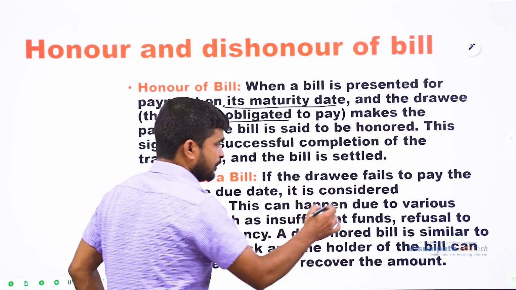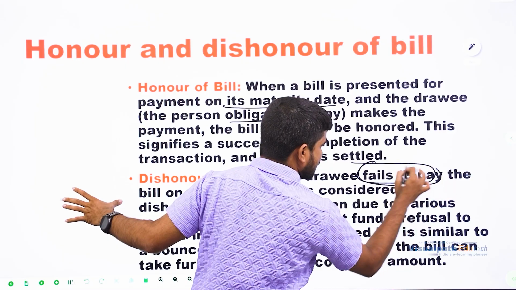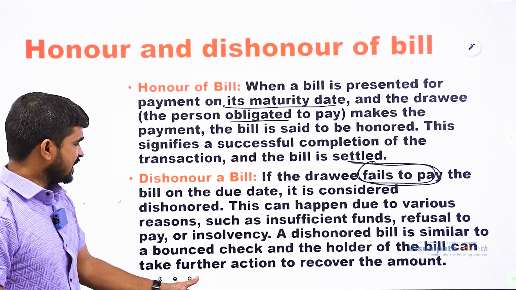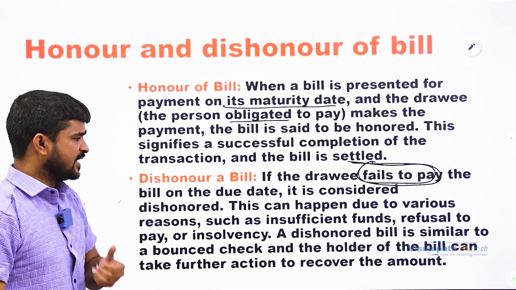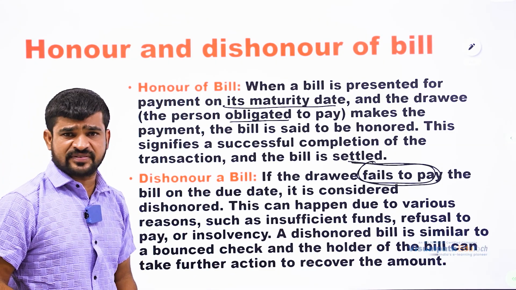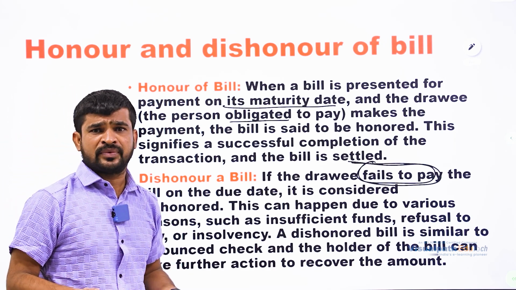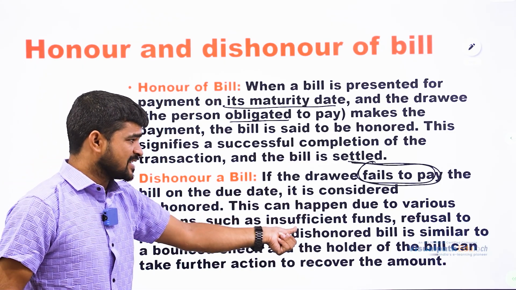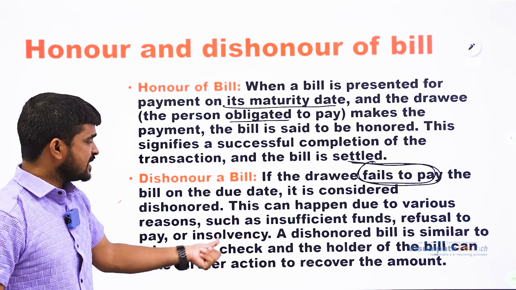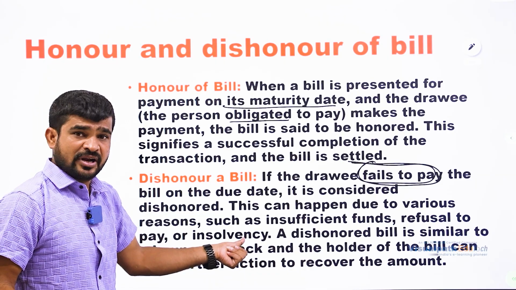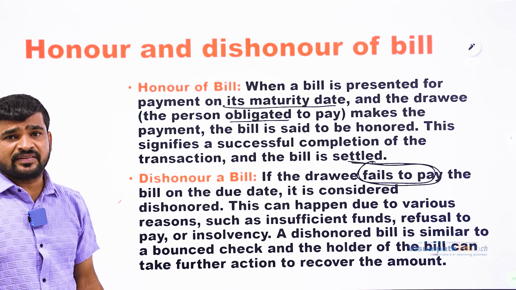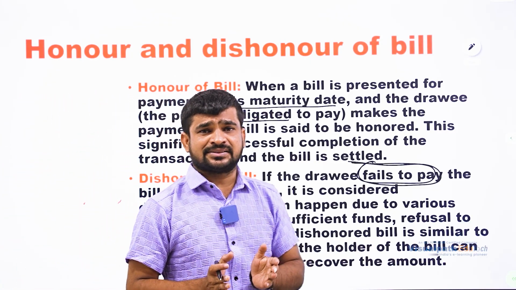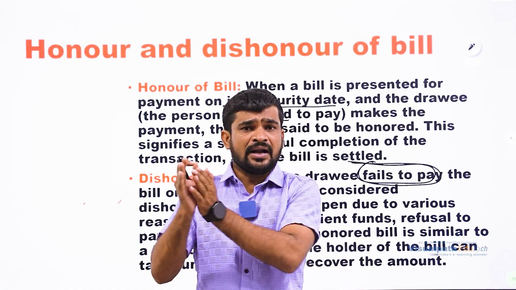If the drawee fails to pay the bill amount due on the date, it is considered a dishonor. It can happen for various reasons. What will be the main reasons? Obviously, when he doesn't have sufficient funds. If I don't have the money, I can't pay. That's the reason. It can happen due to various reasons such as insufficient funds, refusal to pay, insolvency, where the person becomes insolvent, or dishonor of other similar bills, or different reasons that lead to dishonor of bill. So this is the explanation about honor of bill and dishonor of bill.